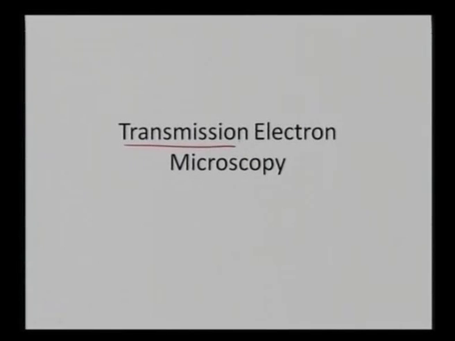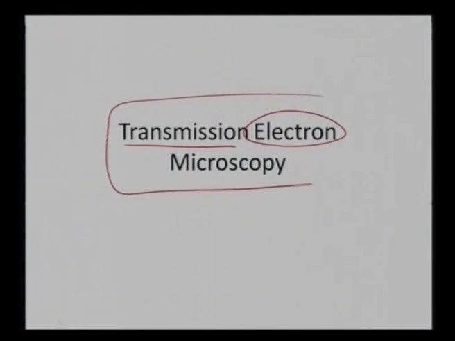In this lecture, we'll learn about transmission electron microscopy. As the term suggests, we are utilizing the transmission mode of electrons to find out the features or see inside the material. So, in this particular case, we want the material to be transparent to electrons, so that electrons can really get transmitted through the material and provide some information about the material itself.